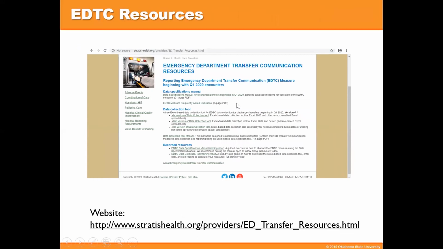Here is the EDTC Resources page. They do have a data collection tool in Excel. This is a really good tool to help walk through. It's one way to stay on top of your transfers throughout the quarter, but it also alleviates some of those questions of does this count or does this not count. Here's the web link of how to access this, as well as Robin did some specifications training, so she did a much better job of walking through those measures. And also the data specification guide is on here as well.